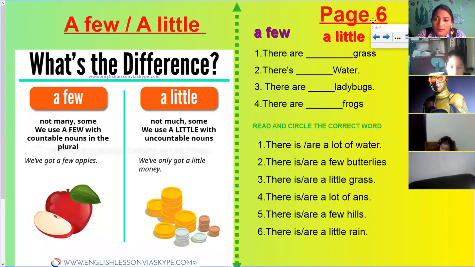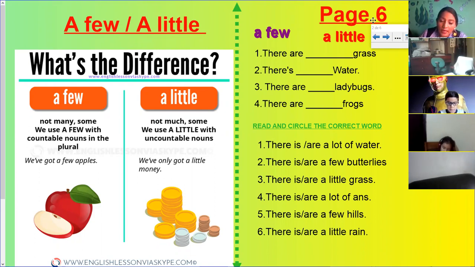Okay, here on page number 6, we have to do an activity about a few, a little, and a lot of. All of them are expressions that we use to talk about amount or quantity. A few is used when there aren't many things. When there aren't many things, you use it since you can count.